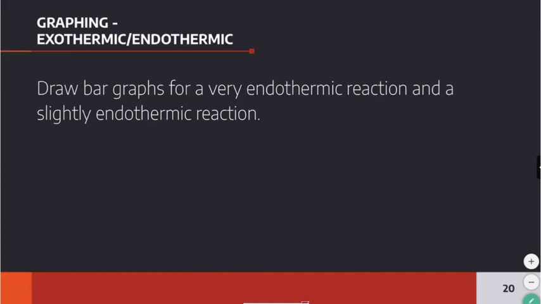Now what I want you to do is on your paper, draw two sets of bar graphs. One for a very endothermic reaction, one for a slightly endothermic reaction. We say very endothermic, we mean one that gets a lot colder. Slightly endothermic, meaning one that gets just slightly colder. So go ahead and pause the video, draw those out on your paper, and then we'll look at some correct examples.